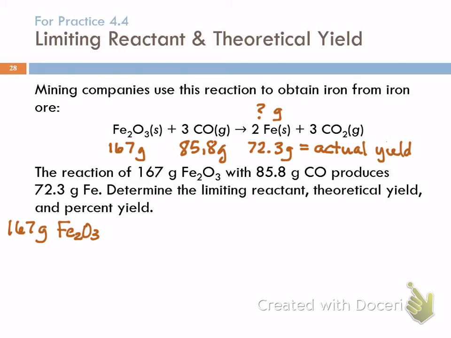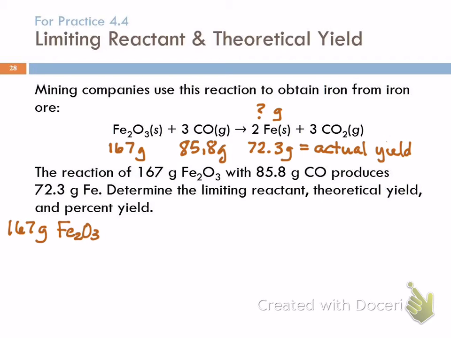And we're doing it to iron because it says it produces the 72.3 grams of iron. Right, we're finding mass of iron instead of mass of carbon dioxide because the problem indicates that that's what we're interested in. So you can basically just leave the 3 CO2. It's just formed, and we don't really care about it.